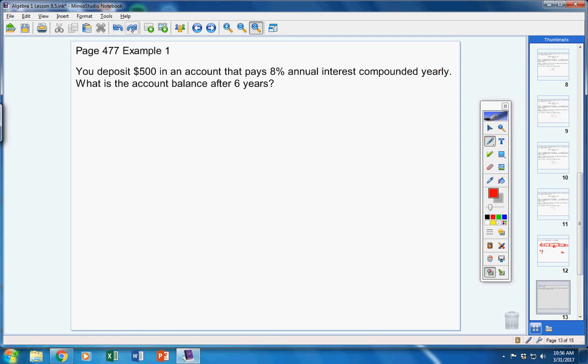Okay? So I start off with $500. Got it? I'm increasing it at an 8% interest rate every year. What is my balance after 6 years? Now, you can do this the long way and do a bunch of multiplication over and over and over. It would take a long time. You have to take 500 times 0.08, and whatever you get, then add that back into your 500. Okay? I'm not sure what you would get. Let's see.